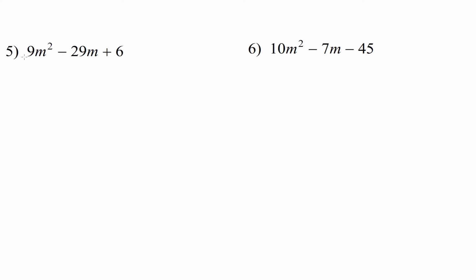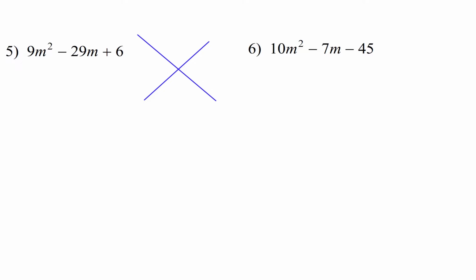In number 5, we have 9m squared minus 29m plus 6. We're looking here. We again see that our third term is positive and our middle term is negative. So we know this is going to be a minus minus. But our a value is bigger than 1. So we're going to go ahead and use our diamond method. So we're going to draw our x here.